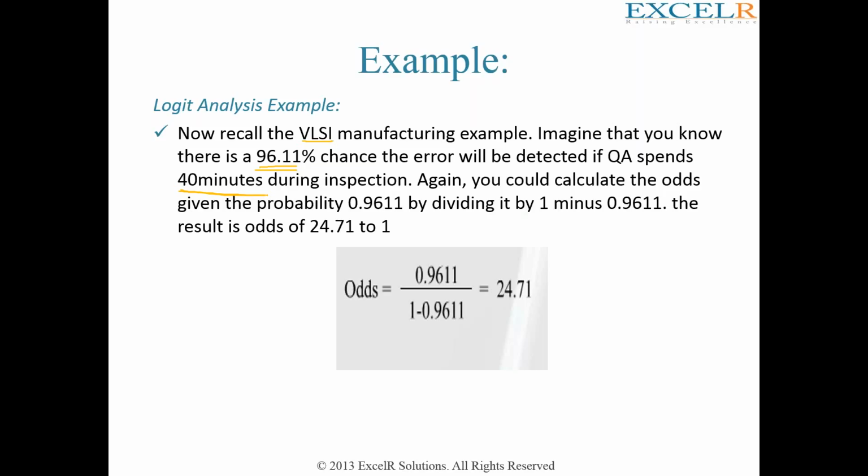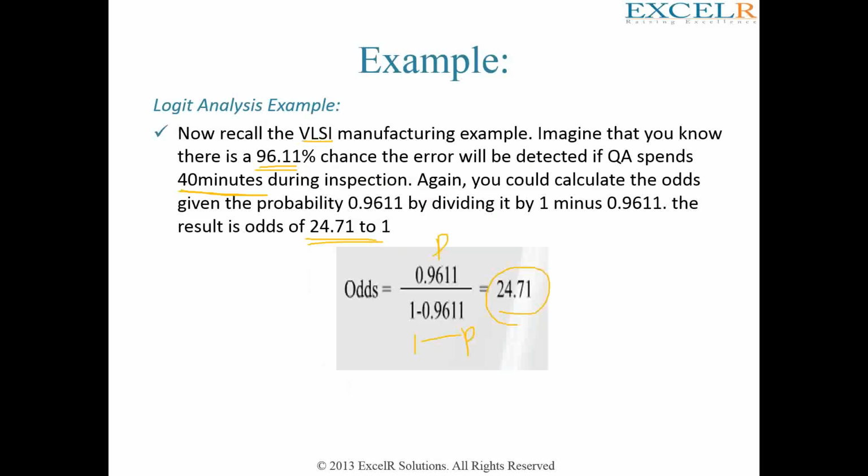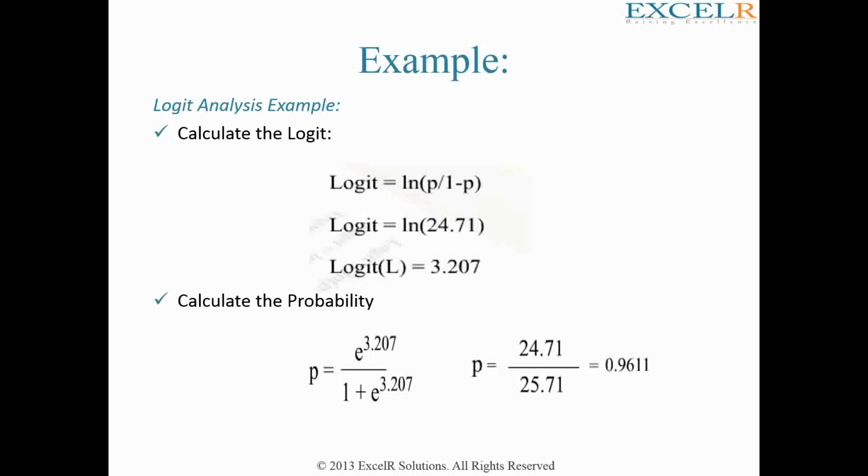Again, odds ratio formula is the same, P divided by 1 minus P. You get this. So the result is odds of so much. Odds for detecting the defect, right? Your job is not done yet.